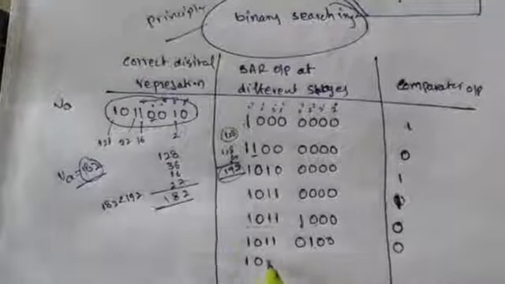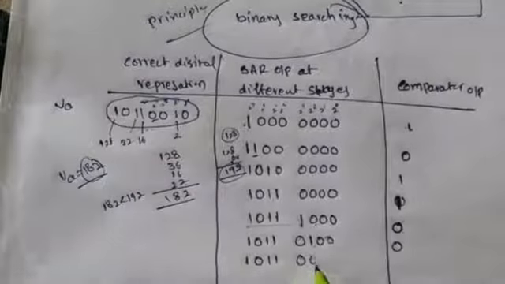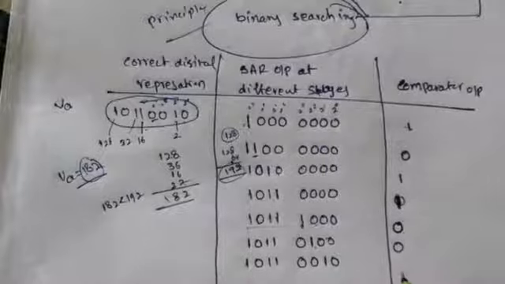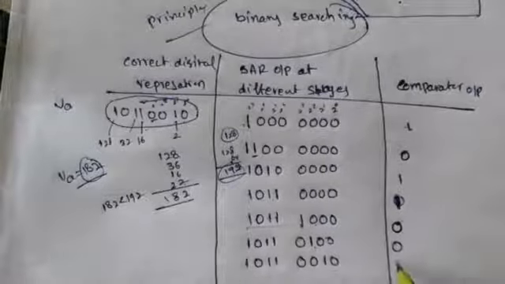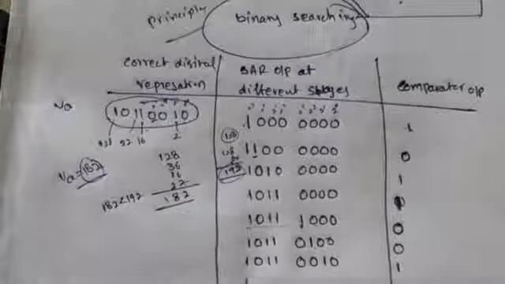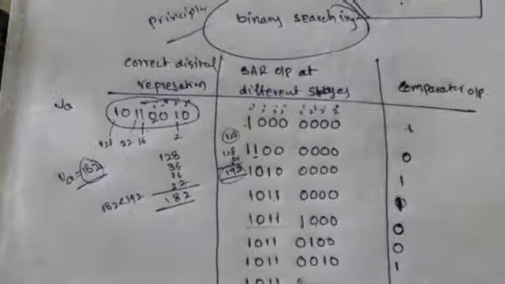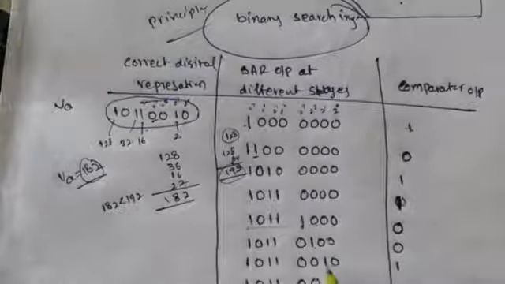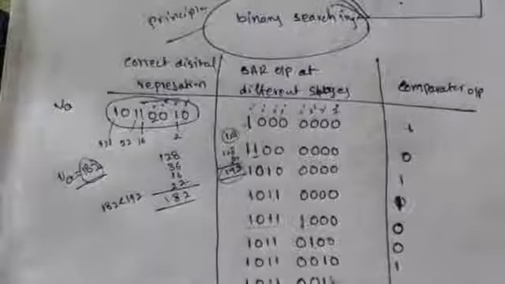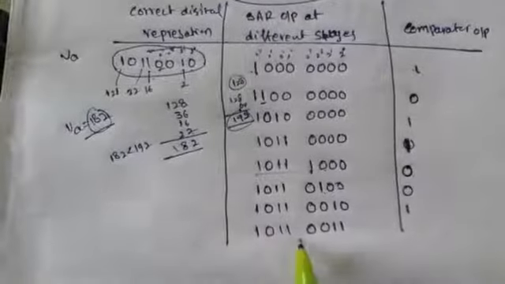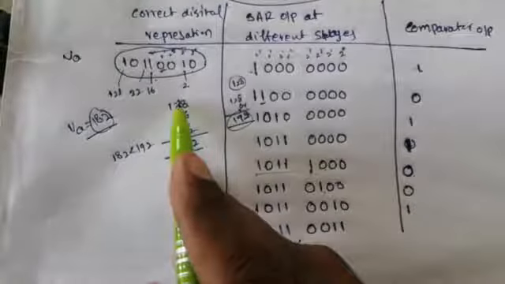So 1, 0, 1, 1, 0, 0, 1, 0. Now these two are matched. Here the comparator output is 1, 1, 0, 1, 1, 0, 0. Again the next bit will be made 1. Now this will be compared with our original digital input.